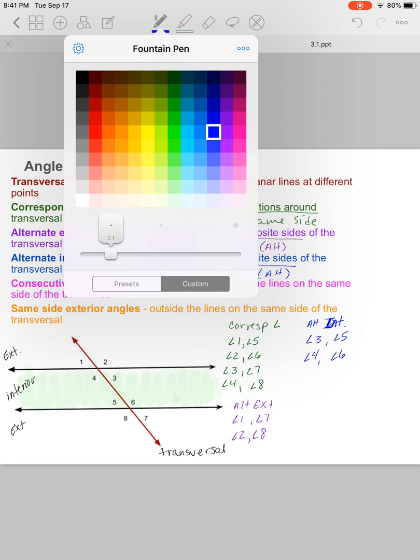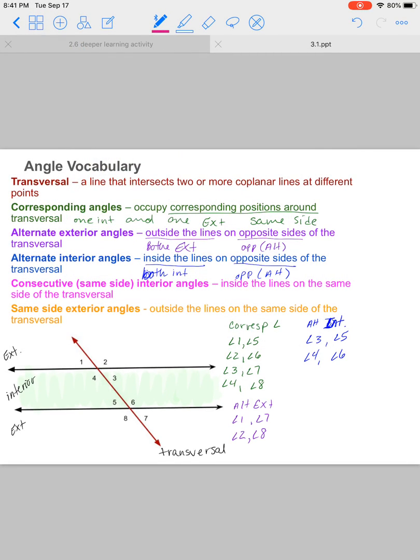The next set we're going to look at are consecutive, also known as same side interiors. So they are inside, that means the interior, and they're on the same side of the transversal. So consecutive interior angles. On the inside we still have angle 3 and angle 4 for the first line. On the same side of angle 3 is angle 6, and on the same side with angle 4 is angle 5.